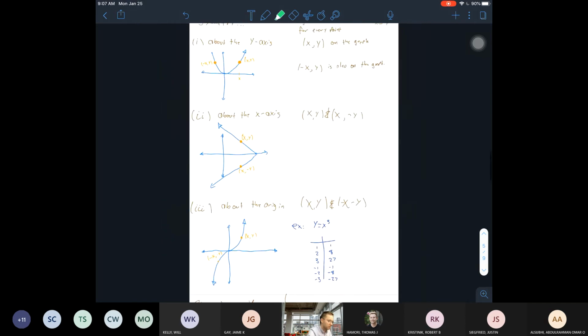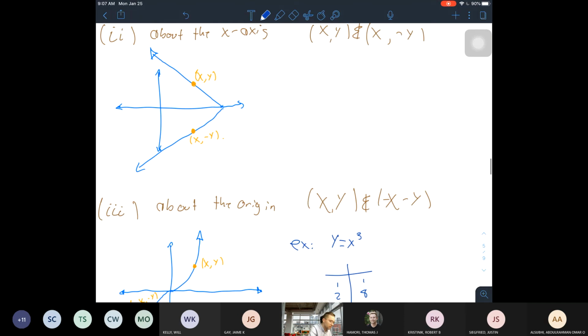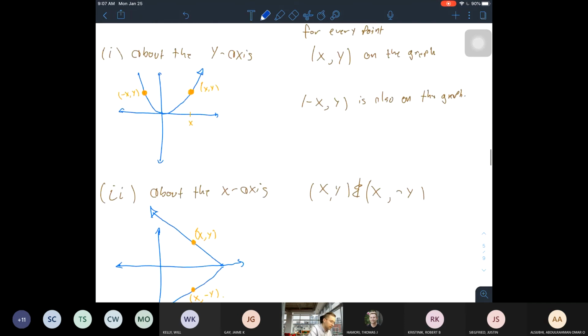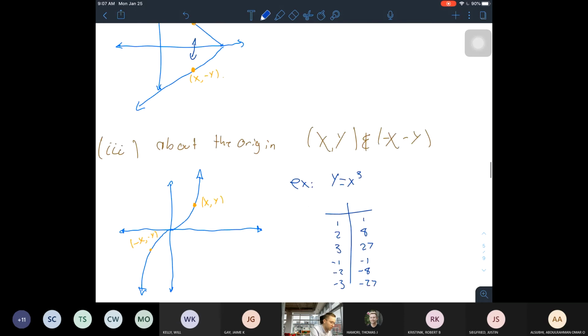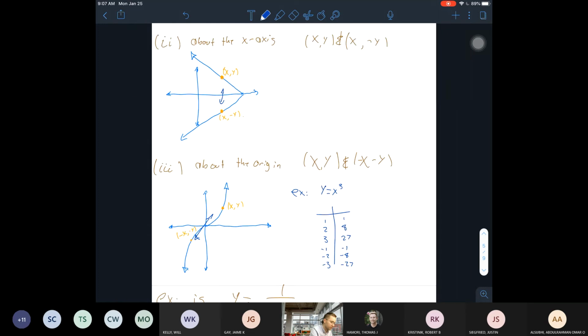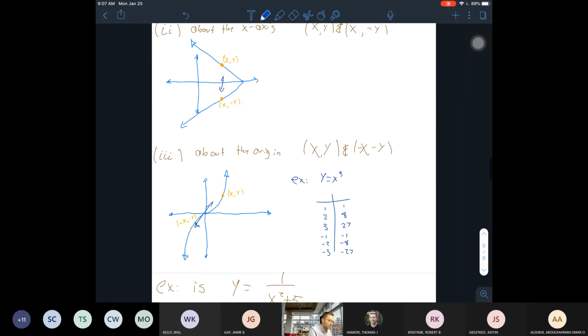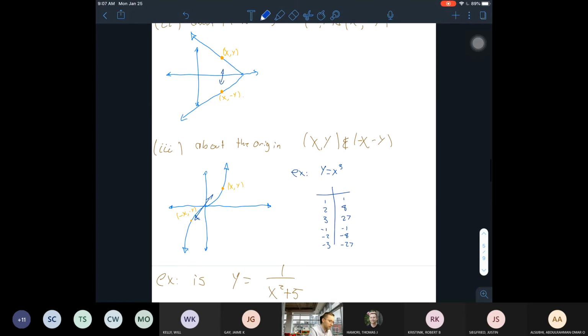Okay, so that's symmetry about the origin, and that's probably the one that I would expect most students to be unfamiliar with. Symmetry about the y-axis, we're flipping left and right. Symmetry about the x-axis, we're flipping up and down. And symmetry about the origin, we're flipping kind of diagonally. Okay? So that is symmetry about the origin.